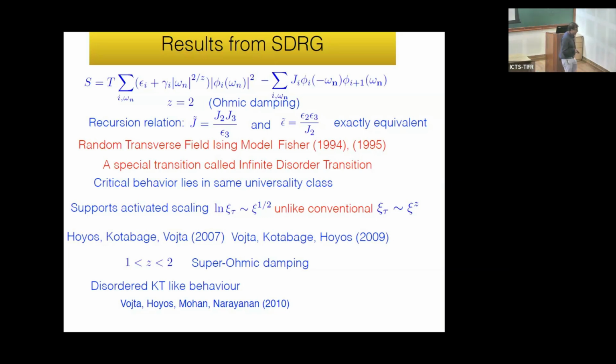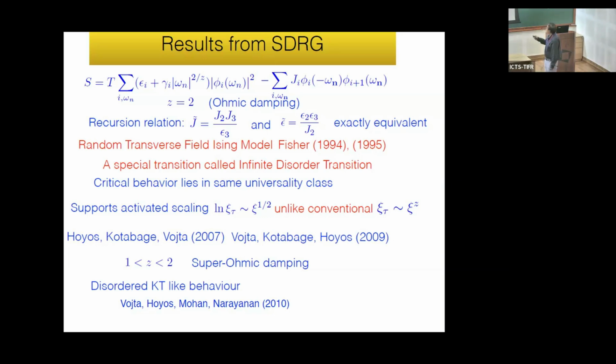What do I mean by that? What I mean is that, for example, if I look at the correlation time at a conventional transition, we all know, and we teach that in our not freshman courses, but slightly advanced courses, that the correlation time essentially scales as the correlation length to the power of a dynamical exponent.